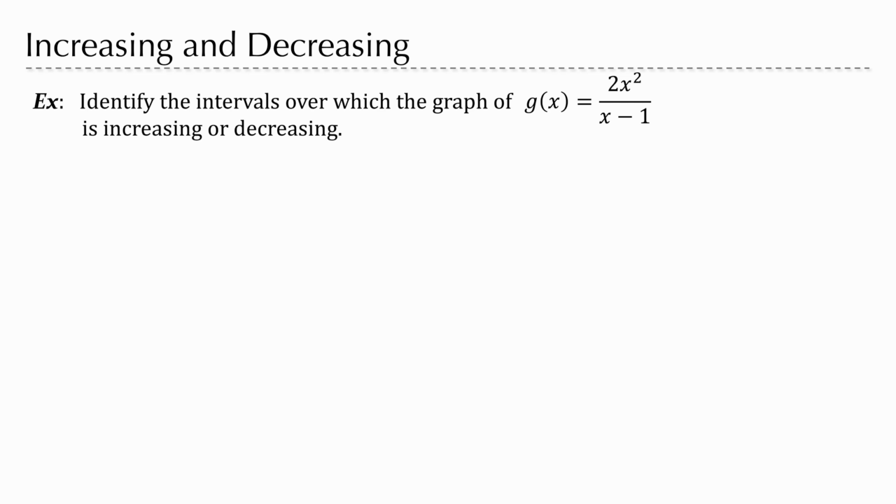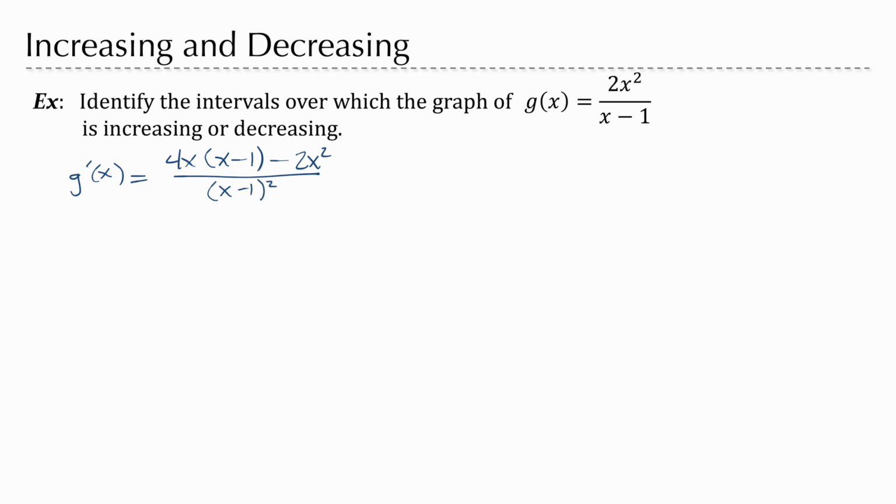Now let's try one more example, but this time with a little bit different style graph, so we can look at some different kind of outcomes. Now to find the derivative of this one, we're going to have to use the quotient rule. So for g prime, we're going to take the derivative of the top, which is going to be 4x, multiply that times the bottom, x minus 1, subtract the derivative of the bottom, which is 1, times the top, 2x squared, and then divide that by our quantity of the bottom squared.